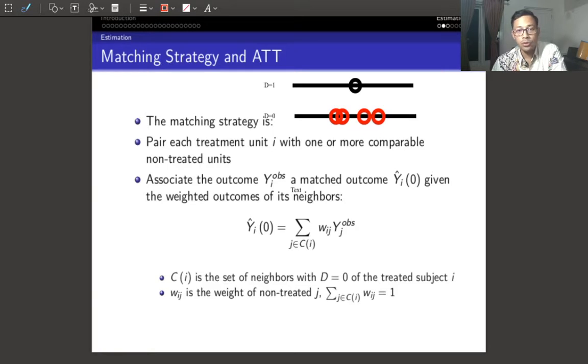But we can also discuss this situation where the closer you are to the observation of the treatment group, then the weight is going to be higher. That's also another possibility of weighting. Now the idea is that the weights have to sum to 1.